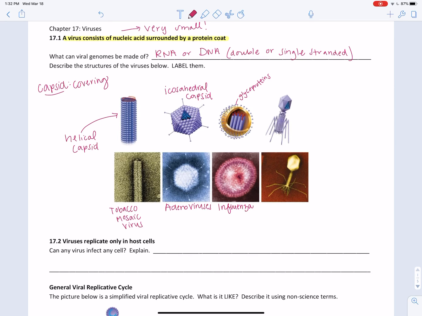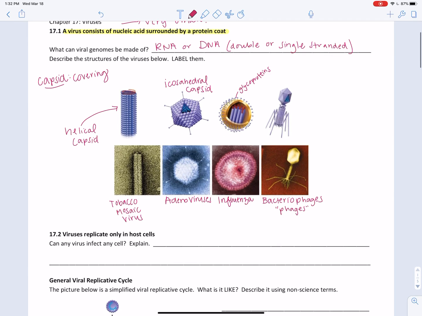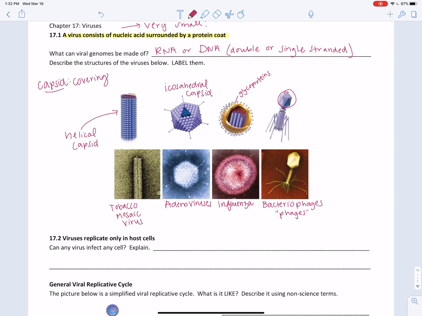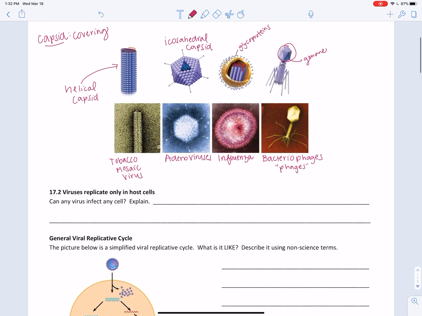And then we have our bacteriophages. I'll give you one guess as to what they infect. We often just call them phages. They infect bacteria, and they look kind of sci-fi to me. They have a head with the genome inside of it, and this tail, and these little protein legs that allow them to inject their viral genome into the bacterial cells.